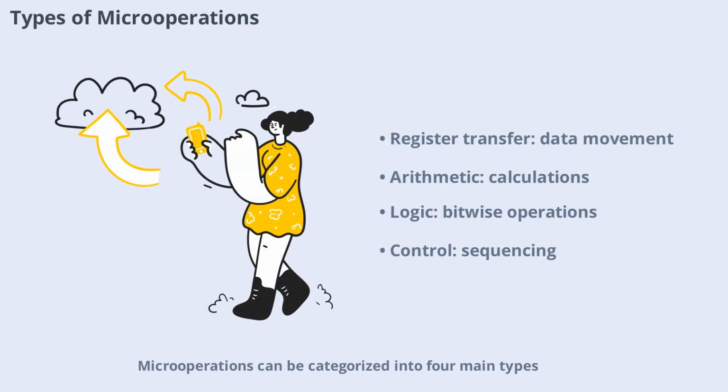Microoperations can be categorized into four main types: register transfer, arithmetic, logic, and control microoperations. Each type plays a unique role in processing data. Register transfer microoperations move data between registers. Arithmetic microoperations perform calculations like addition or subtraction. Logic microoperations handle bitwise operations such as AND, OR, and NOT. Control microoperations manage the sequencing and control of operations within the CPU. Together, these types enable the CPU to execute complex instructions efficiently.